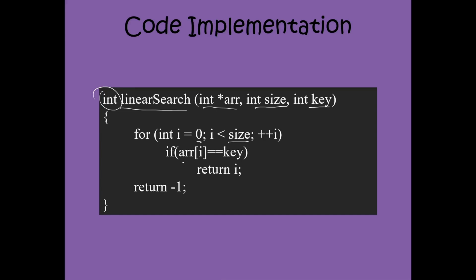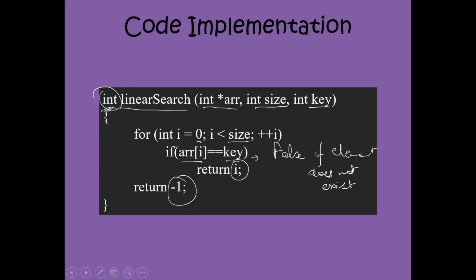It's just one condition where I am comparing ARR of I with key. Once we find that this condition is true, we are going to return the index where this particular element is found. So we will be returning the value of I. Let's say the element is not in the list, so that means this condition will never be true. So it will be false if element does not exist, right? So in that case, it will never enter the condition, and finally once it comes out of the loop, it will be returning -1 back to the calling function. So this is the integer value which is returned by linear search method.